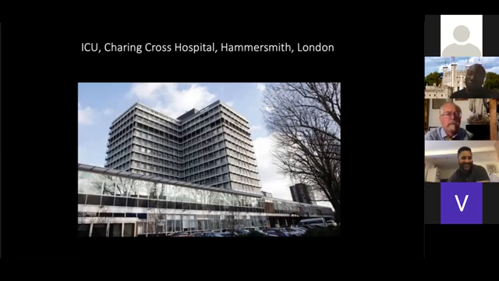So what was special about this? Well, this project involved extensive briefing with the clinical team and consultants. It was ultimately used as a professional case study in the architect's handbook, and the design is also used as an exemplar for the HBN health building note standard for ICUs. So let's look at the concept and how that translates to reality.